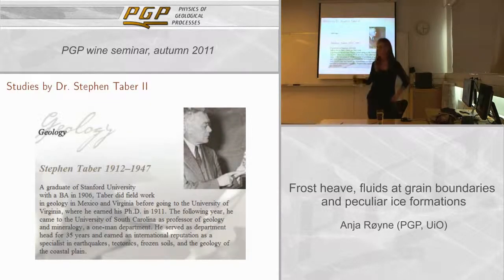But what was recognized by some people, among them Stephen Taber in the early 1900s, was that sometimes the amount of lifting of the ground was substantially more than 9% of the depth of freezing. So imagine that's 1 foot. That's what's in these papers. Or 10 feet.